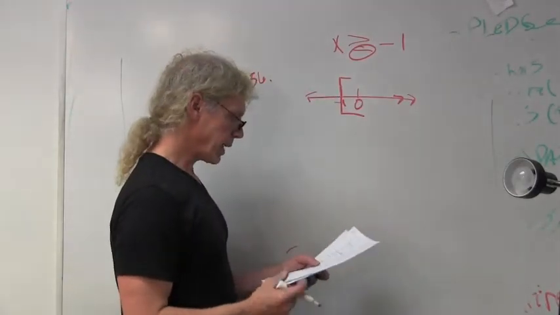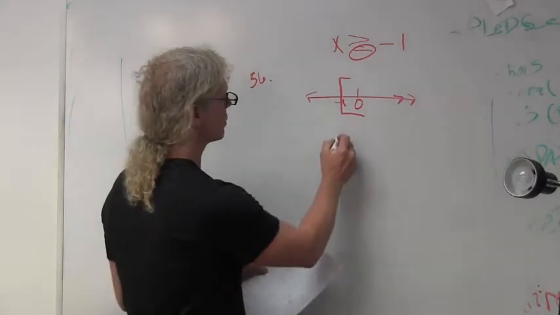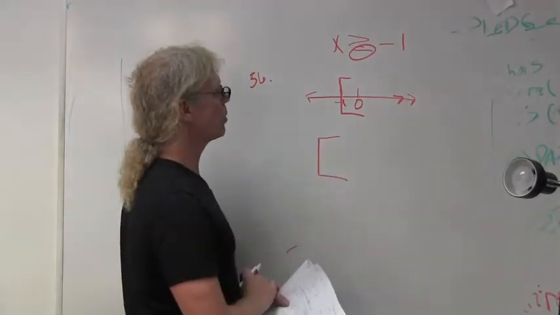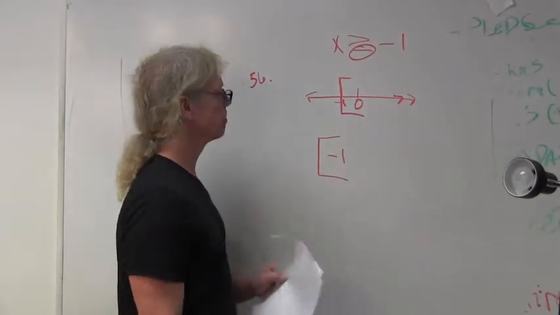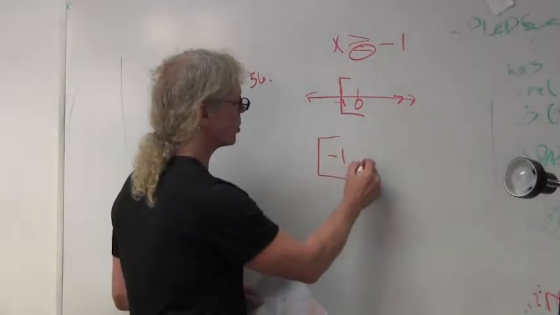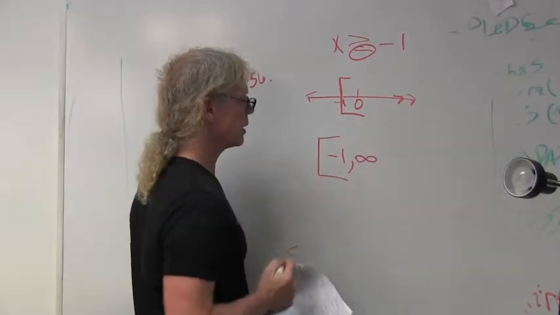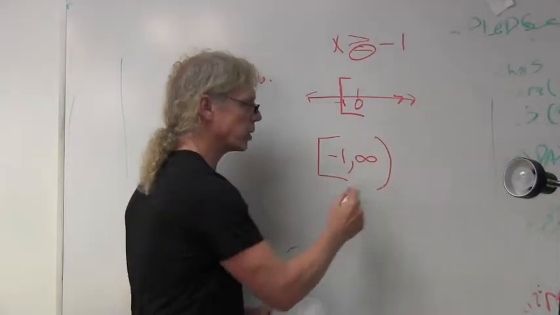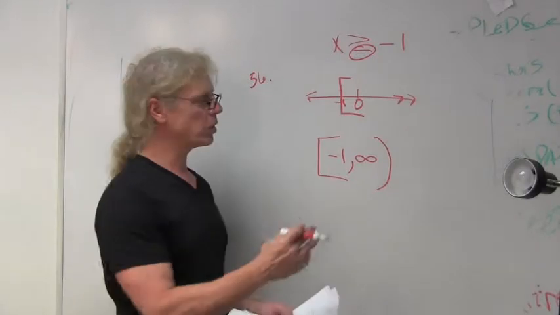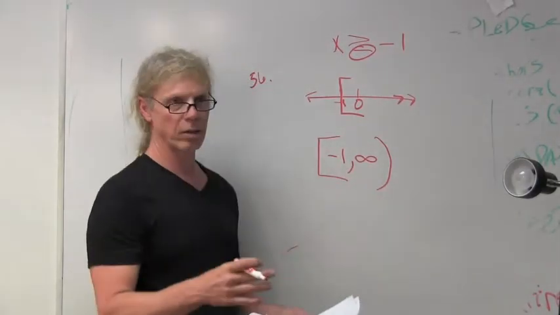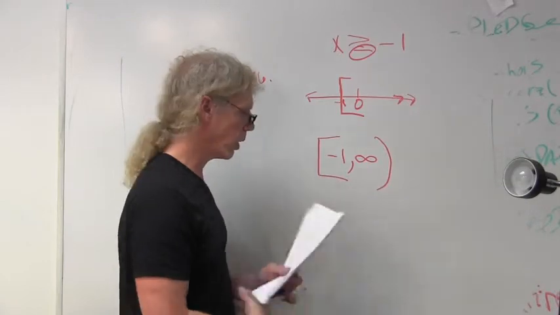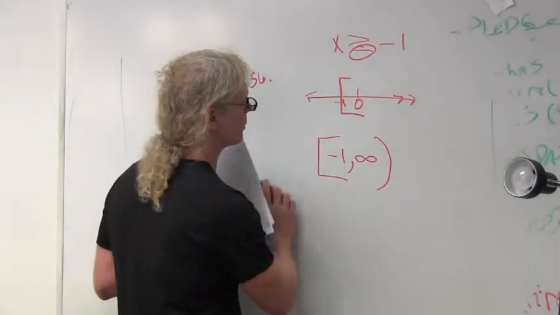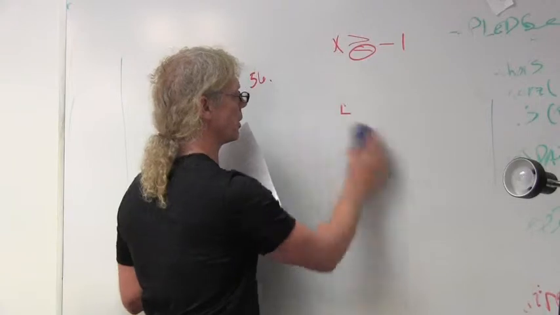So when I write that as interval notation, I'm going to put a bracket because it does include negative 1. I'm also going to place infinity, and I'm also going to use a parenthesis because the parenthesis and infinity always go together because there is no end to infinity. Hopefully there's no end. You never know. But that's way beyond what we talk about here.